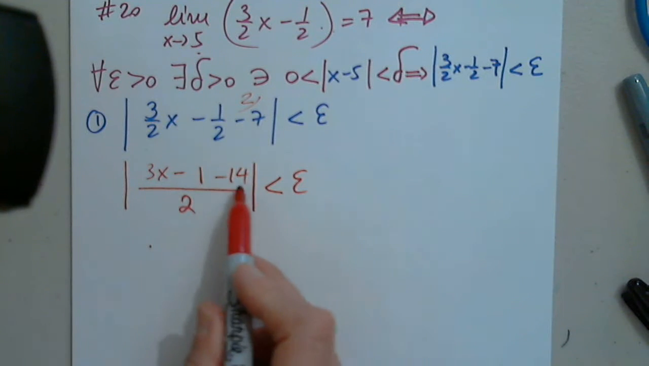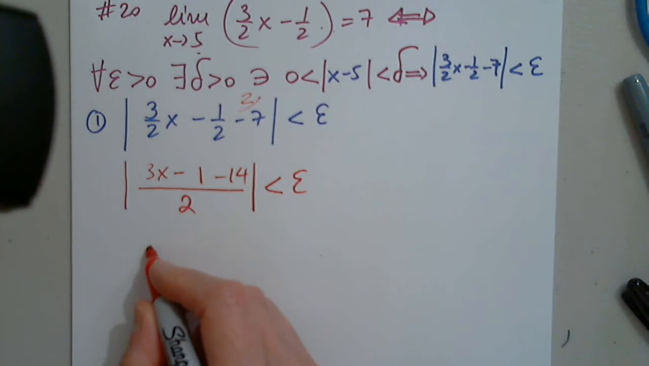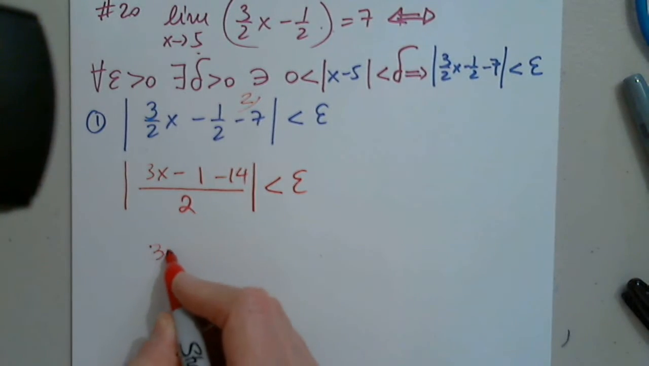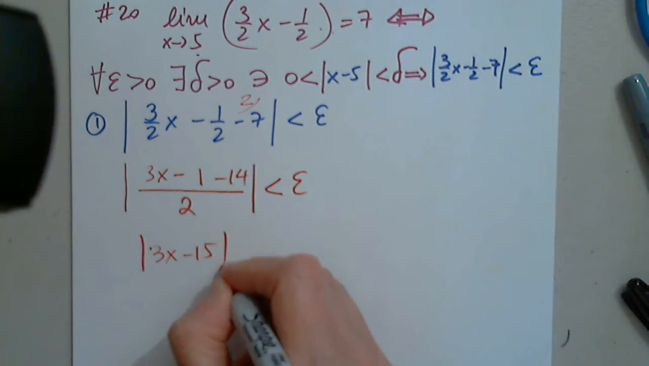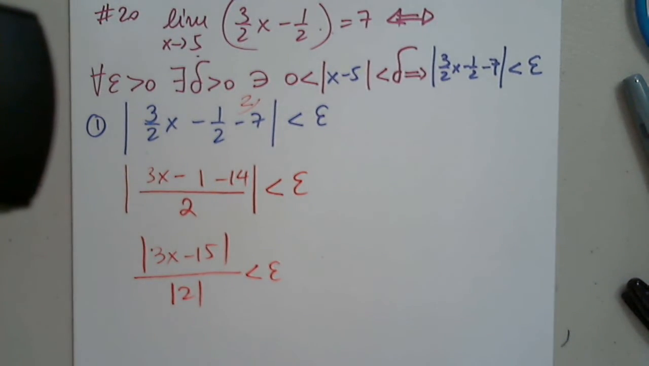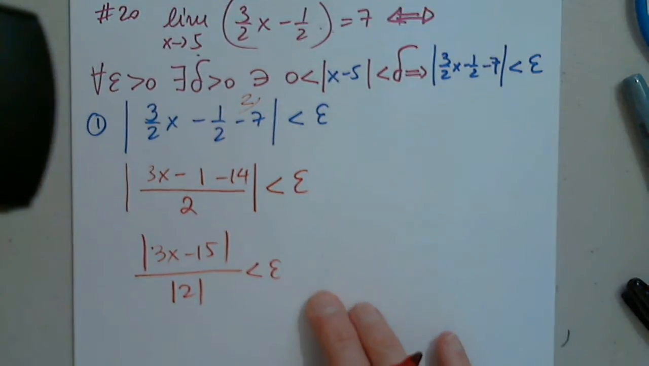But what do I have at the top first? A minus 1 minus 14. So it'd be 3x minus 15. Good. In absolute value divided by the absolute value of 2. So you can do that in one step. Combine like terms here and also use the property. I'm fine with that.